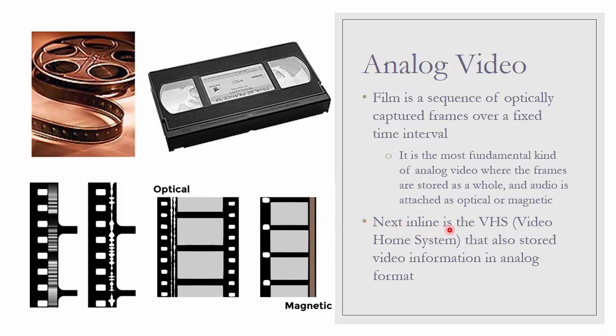Then next in line is VHS or video home system. This also stored video information in analog format. This is how it looks like. Nowadays, as of 2020, even this VHS is very rare and very hard to find in market.